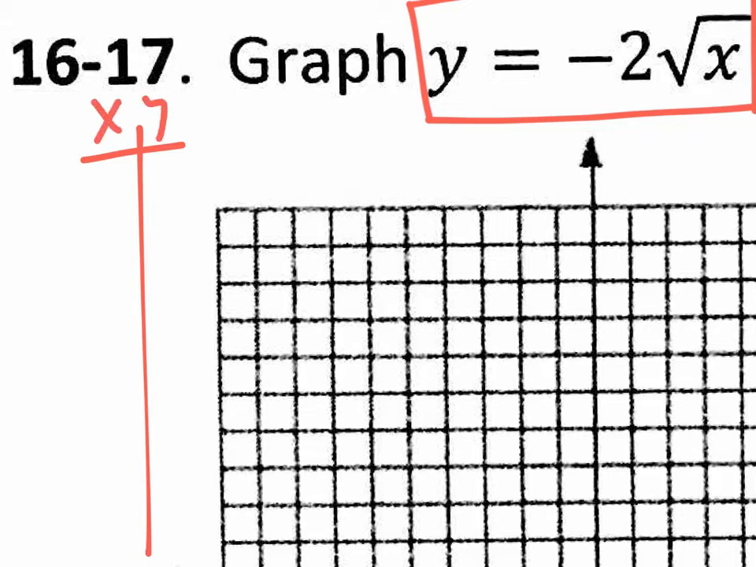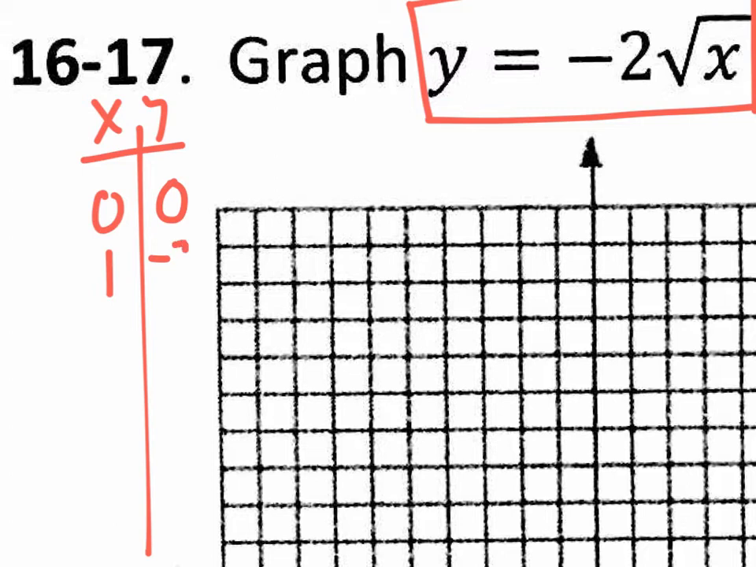So here's my xy table, and if I plug in 0 right in here, it's going to say the square root of 0, which is 0, and 0 times negative 2 is still 0, right? When I plug in 1 right in here, the square root of 1 is 1. 1 times negative 2?